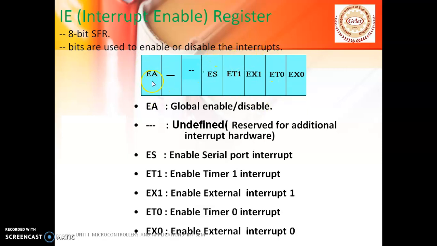So EA is the main bit here. It stands for global enable or disable bit, and the remaining bit is undefined, reserved for additional interrupt hardware. ES stands for enabling serial port interrupts. ET1 stands for enabling timer 1 interrupts. EX1 stands for enabling external hardware interrupt 1. ET0 stands for enabling timer 0 interrupt. EX0 stands for enabling external hardware interrupt 0.